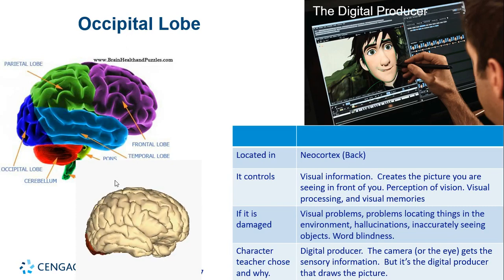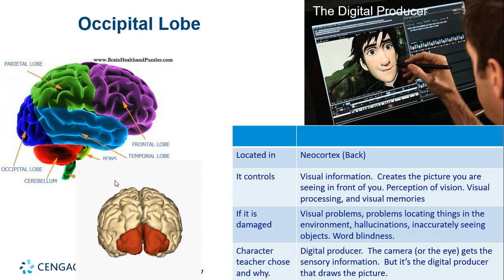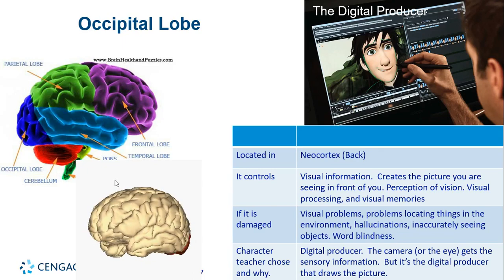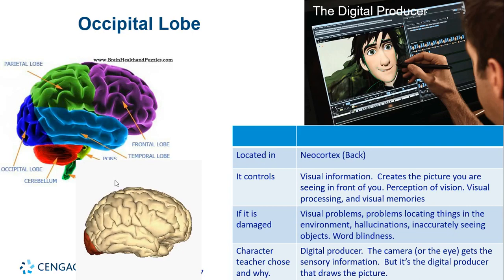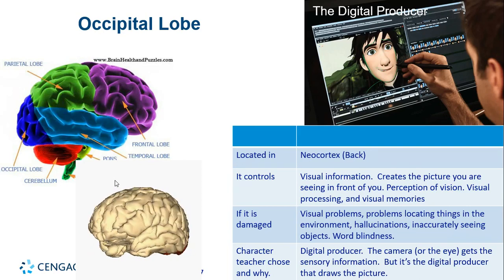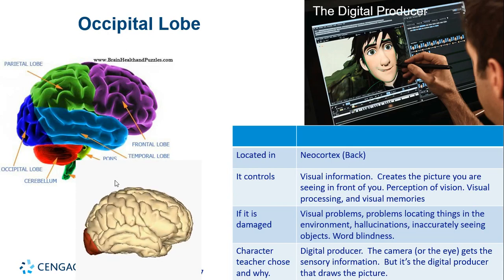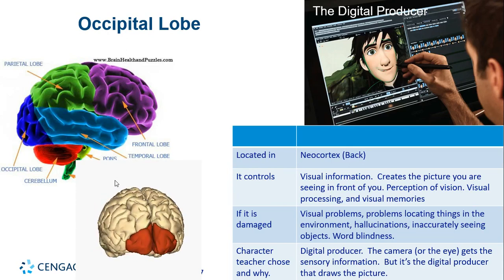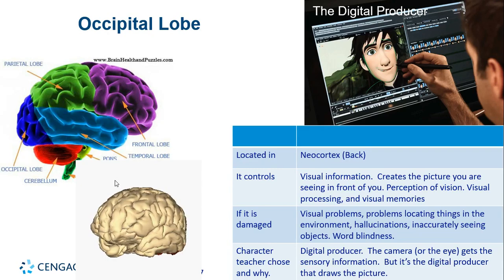If you damage your occipital lobe, obviously you're going to have visual problems, problems locating things in the environment, hallucinations, inaccurately seeing objects, things like word blindness might occur where you can't think of the right word, things like that.